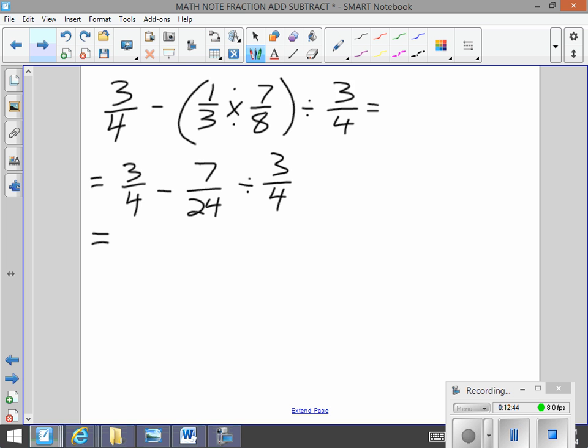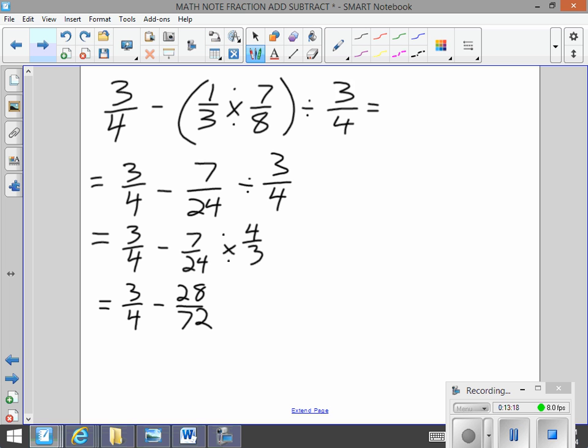We have division. So we're going to change our division to multiplication. Flip them around. So 4 is on top, 3 is on the bottom. And then our simple, working with our times tables again. 7 times 4, that's 7, 14, 21, 28. And 3 times 24, let's see, 24, 48, 72.